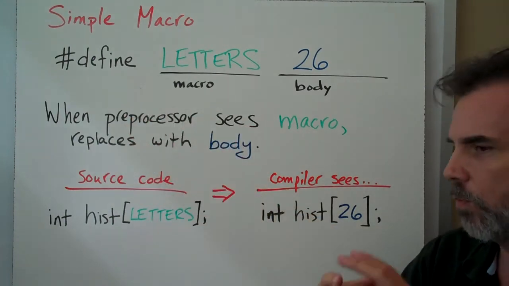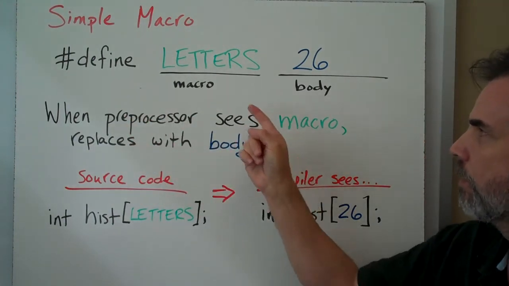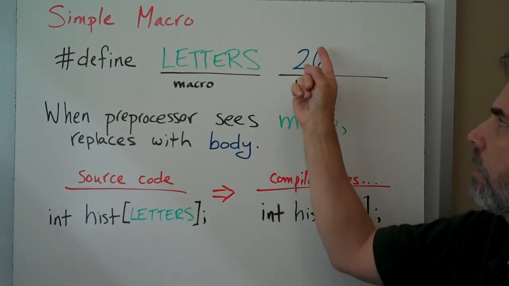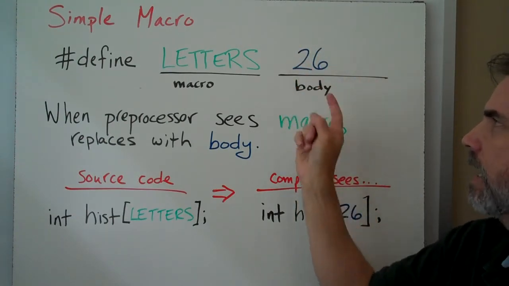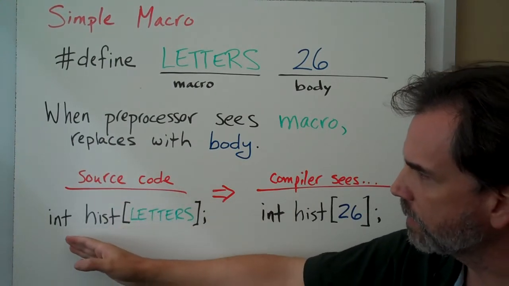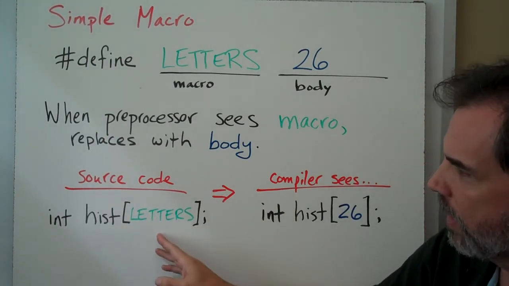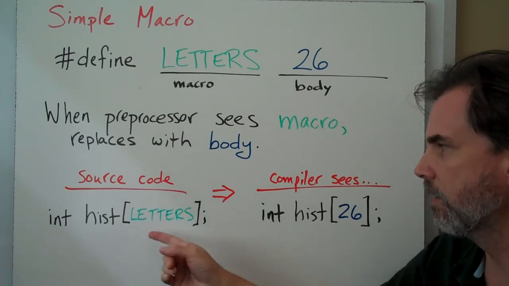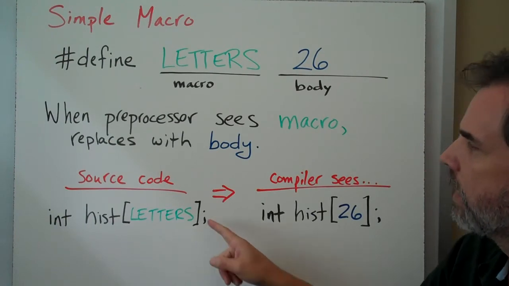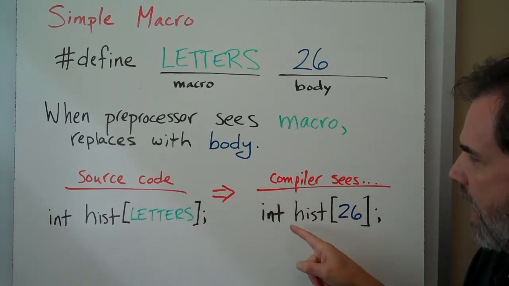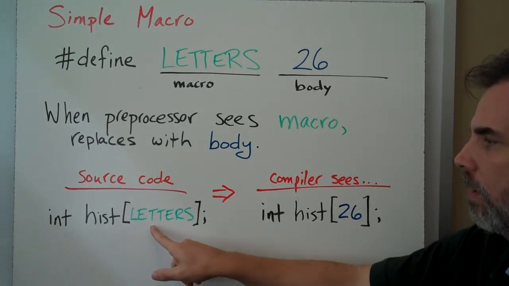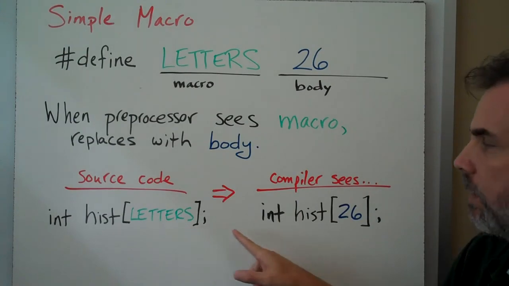So when the preprocessor is working through the code and it sees this macro symbol, letters, it will replace the text with that body text here. In this case it's just the number 26. So the source code starts out like this. The programmer writes int hist letters, so he's making a histogram array with one entry per letter. And this is what he writes. And the preprocessor gets to that, and the compiler ends up seeing the number 26 there. It never sees this symbol letters because this has been replaced by the preprocessor.